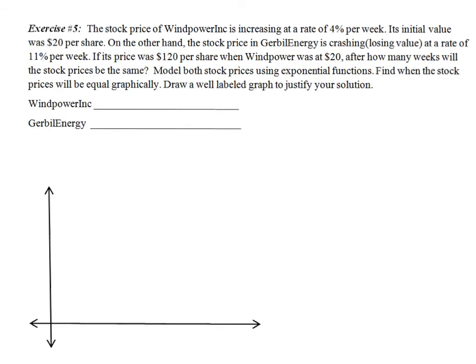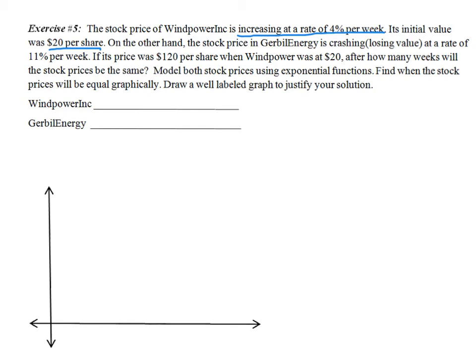Let's finish today with exercise number 5. We're talking about stock prices, and the first company is called Wind Power Inc., and its stock price is increasing at a rate of 4% per week. Now you'll notice that this time our time is in terms of weeks. We're not going to change anything that we do, it's just that our t will be weeks instead of years. Its initial value is $20,000 per share.